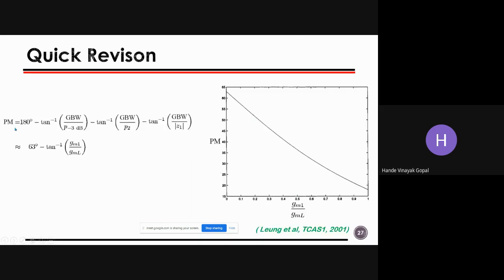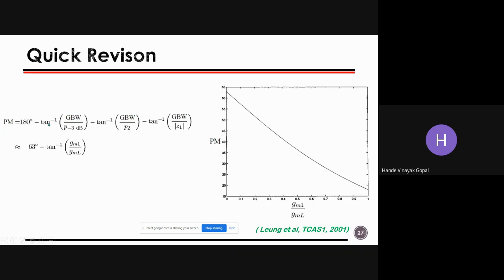And this is the equation of phase margin, that is 180 degrees minus tan inverse of gain bandwidth divided by the dominant pole, minus tan inverse of gain bandwidth divided by the first non-dominant pole, and minus tan inverse of gain bandwidth divided by the RHP zero. And in this equation you can see directly that 180 degrees minus tan inverse of GBW divided by the dominant pole will give around 90 degrees, right?